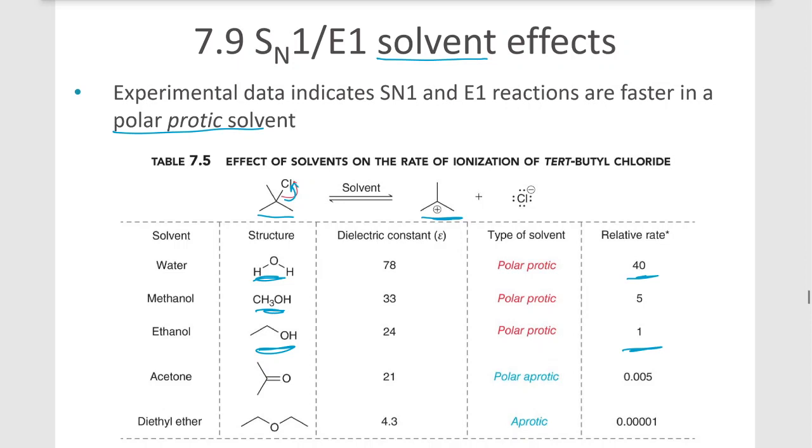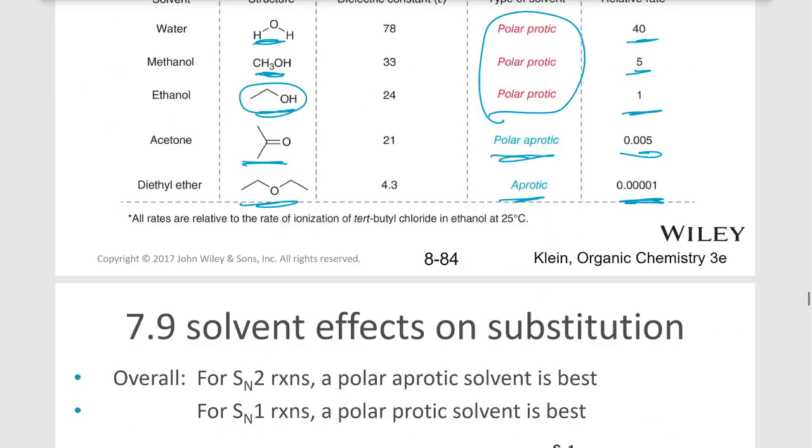In methanol, it occurs 5 times faster than ethanol, because ethanol is more hydrophobic than methanol, but not by much. And then in acetone, this is not a polar protic solvent. It is much slower, and diethyl ether is practically negligible. So these are polar aprotic, or just aprotic. Diethyl ether is not really very polar, only slightly polar. So the polar protic solvents are better at stabilizing the unimolecular reactions SN1 and E1.